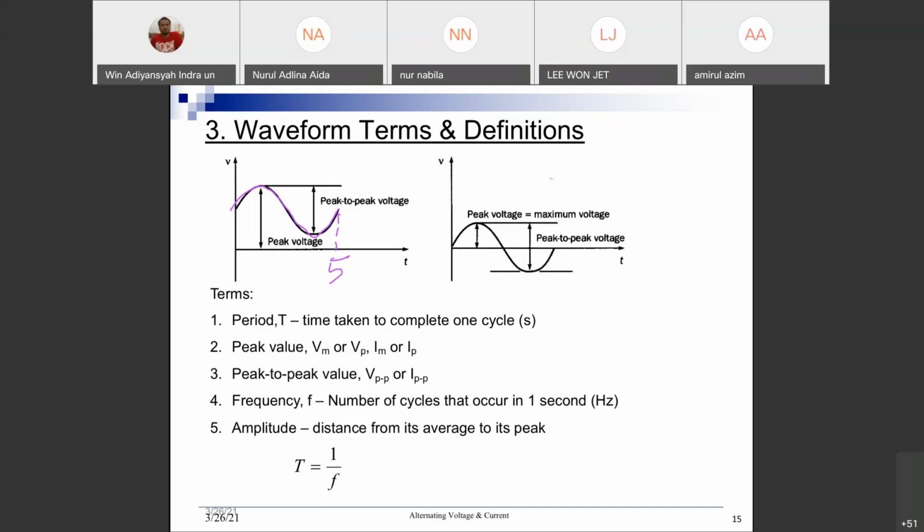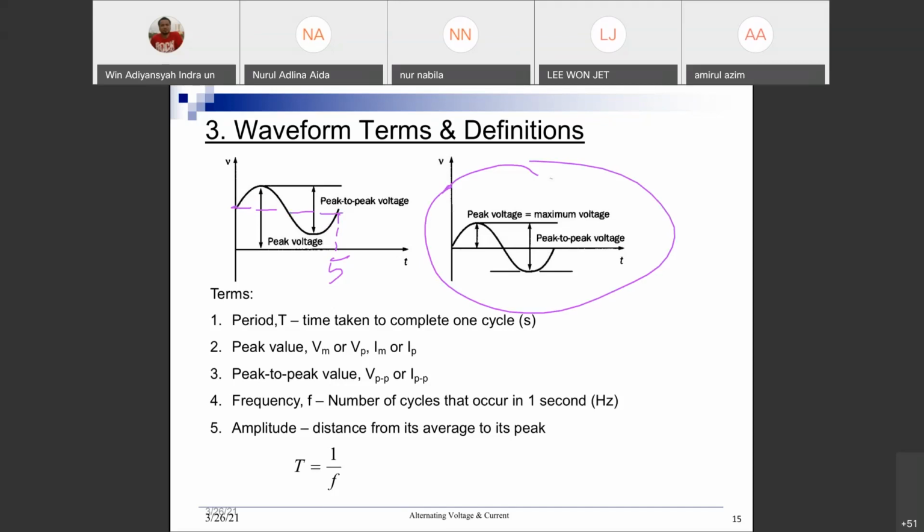Okay. Peak value, maximum value, this one. Peak to peak. Sorry, my mistake, there is some mistake here. We draw this one. Oh, this one is better, we use this one, because if we use the other one, we have to draw.